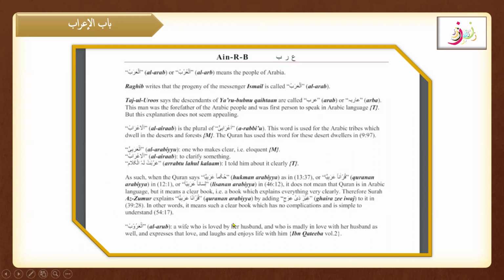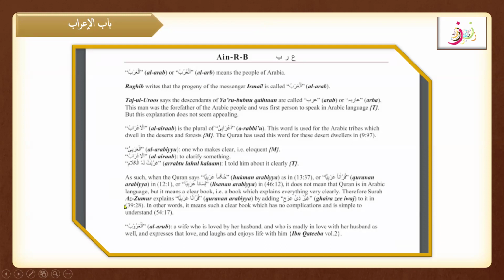But one thing that you can see here as well is the word Arabi. That is the one who makes something clear or eloquent. So here, I'rab means to clarify something that clarifies your speech. Like in the example, Arabtu lahul kalam. I told him about it clearly.